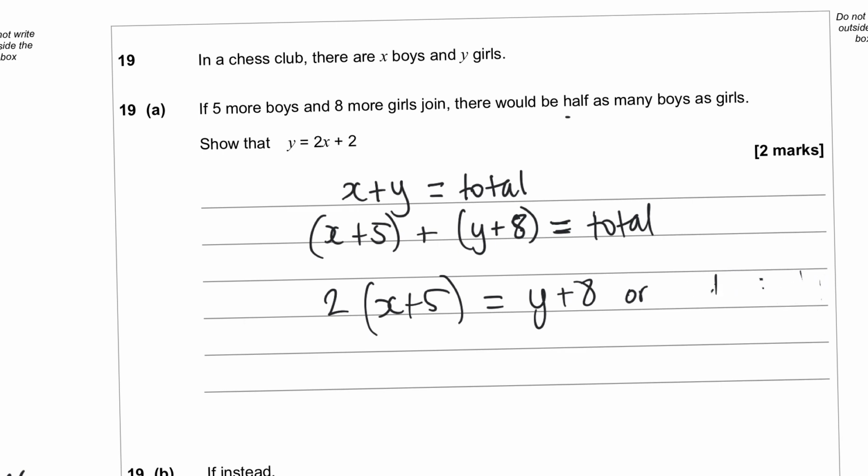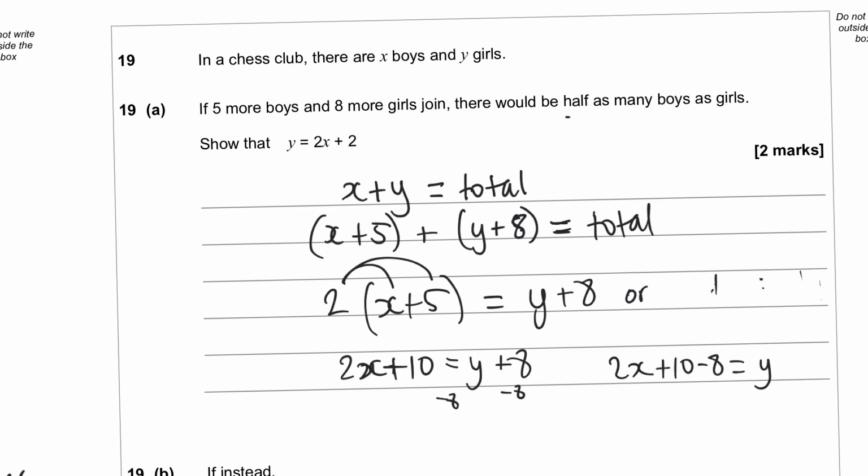Looking at that, we're going to expand the brackets. So that's going to leave us with 2x plus 5 is equal to y plus 8. Then, oh, not plus 5, plus 10, purely because 2 times 5. Because we're trying to leave it in the format of y is equal to, we can make y the subject. If we take away 8 from both sides, we'll be left with 2x plus 10 minus 8 is equal to y. 10 minus 8 leaves us with positive 2. And that's how we've shown what they want us to show.